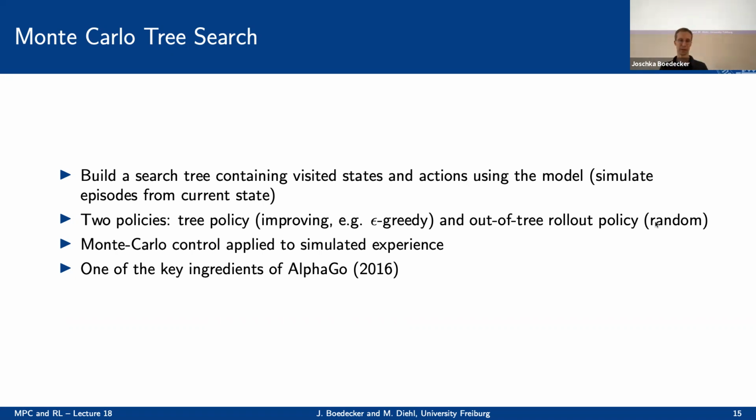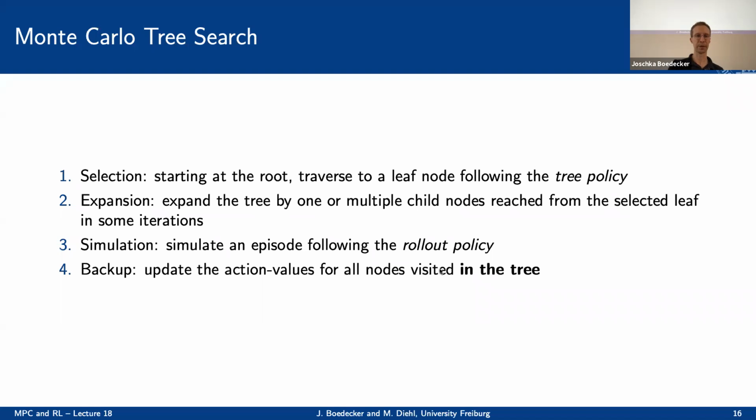Okay, and as mentioned several times now, this was one vital ingredient to this AlphaGo success story in 2016. So how does it work? It has these 4 steps. Selecting a node. This will be the root of our tree, and we then traverse to a leaf node following this so-called tree policy. So as long as we have nodes that we have already visited and have valid Q values for, we can use something like epsilon greedy to derive an in-tree policy or tree policy.